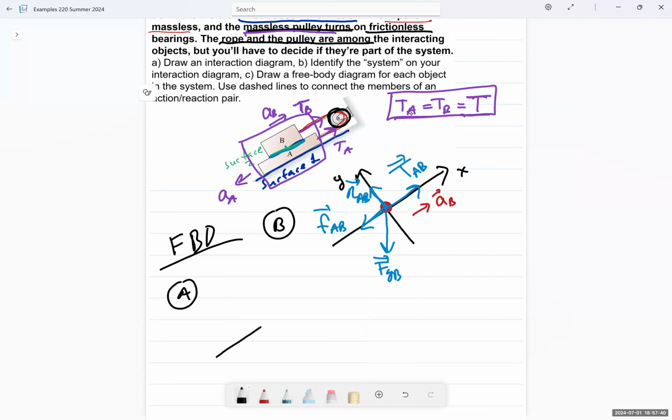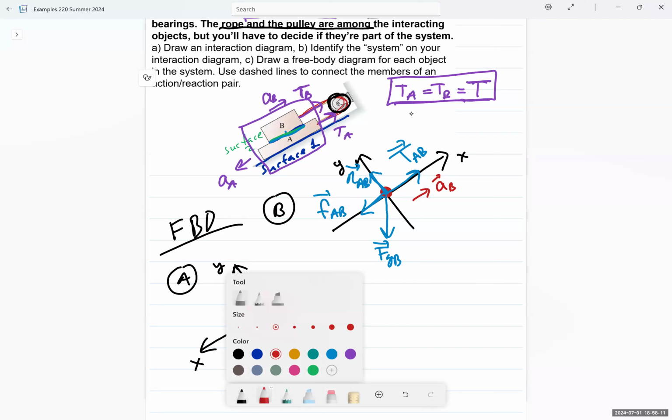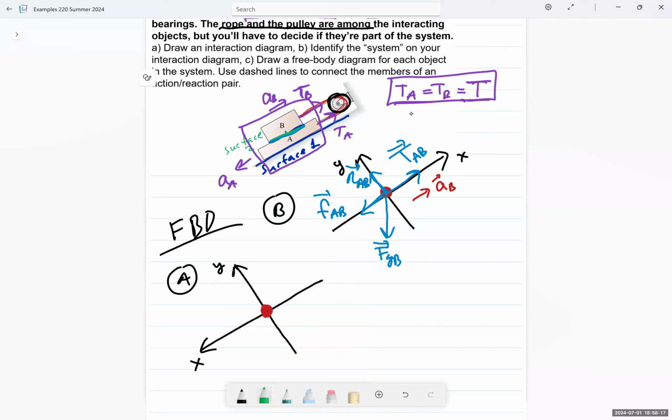So for A, again, I have a tilted system. But A is accelerating downwards, so I'm going to take down as my positive direction for X. And that's something you can do. You can have two of the systems have different positive, negative directions. All right, so here's A. Let's recognize all the forces acting on it. So we have, obviously, gravity, the gravity of A.